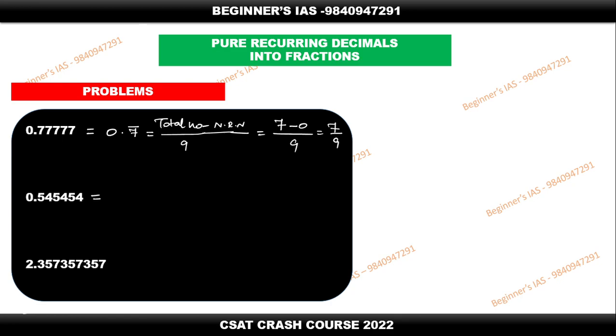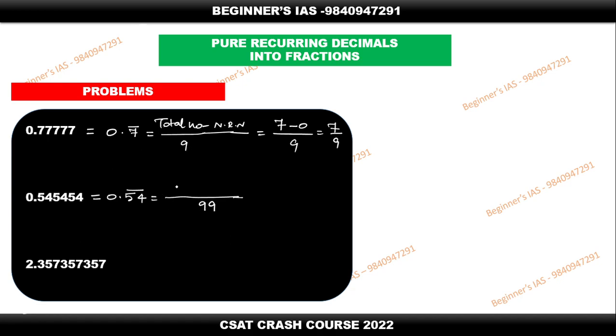So now let us see another question. Here after the decimal, 545454, all the numbers are recurring, so this is nothing but purely recurring. How many numbers are recurring after the decimal? 5 and 4, two numbers. Therefore you have to write 99 in the denominator. 1 means 9, 2 means 99.